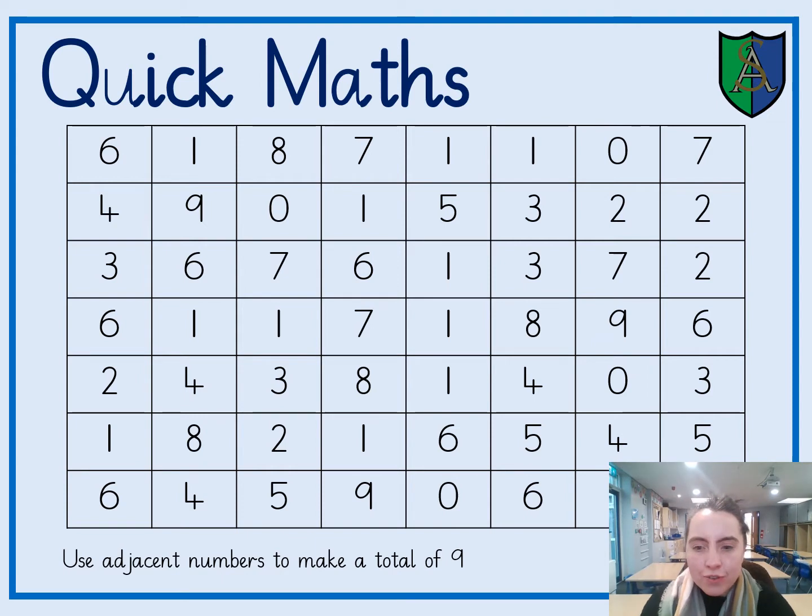Okay. First of all, just like yesterday's lesson, I would like you to practice your quick maths. So today you're going to use numbers to make a total of 9. So you can do addition or subtraction, or you might even find some multiplication equations in there too. So I'm going to find the first one for you. 8 plus 1 is equal to 9.